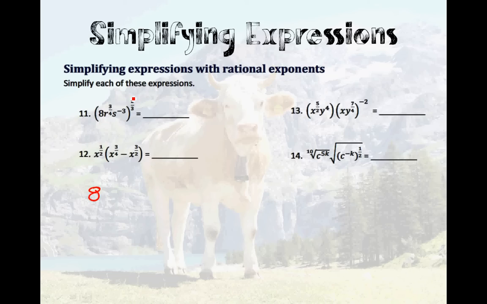So we're going to distribute this 2/3. Remember, we can distribute as long as there's not like a plus sign anywhere in between here. Because these are all being multiplied, we're allowed to distribute that 2/3. So we have 8 to the 2/3, r to the 3/4 times 2/3, s to the negative 3 times 2/3.